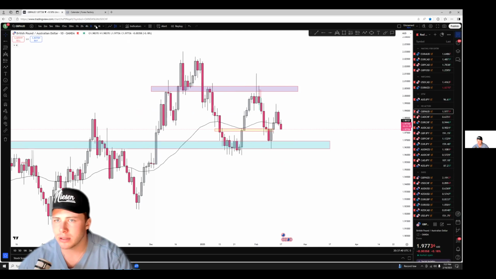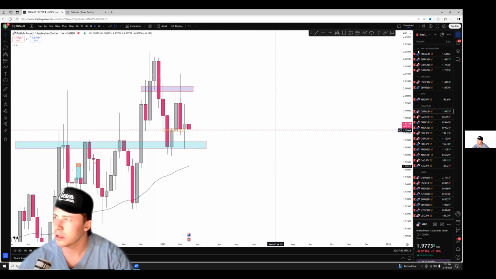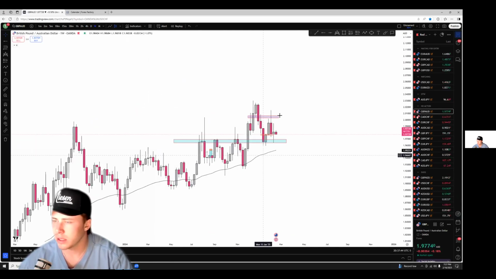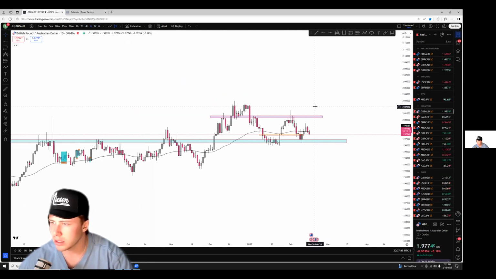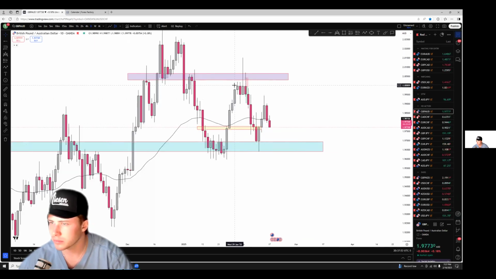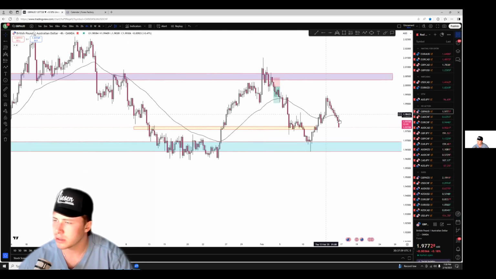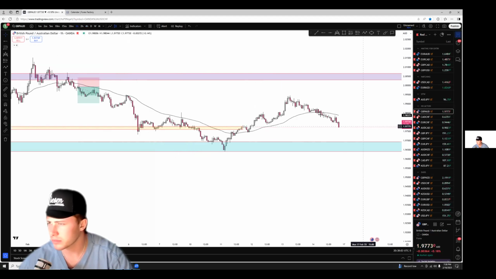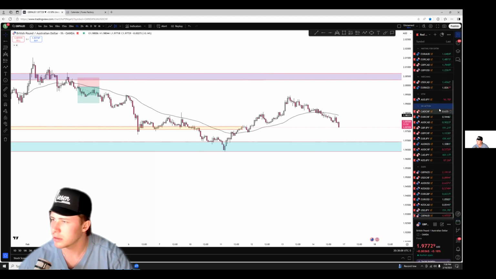GBP AUD. Right, weekly left head, right shoulder. Weekly is bearish. Daily is bearish, actually. Weekly is bullish. 4 hour is bearish. I don't like this one either. Just sloppy.